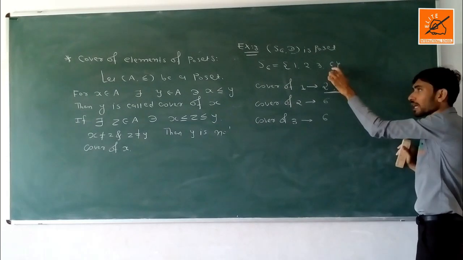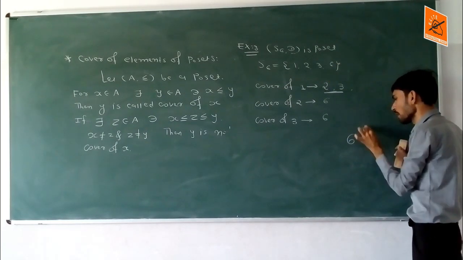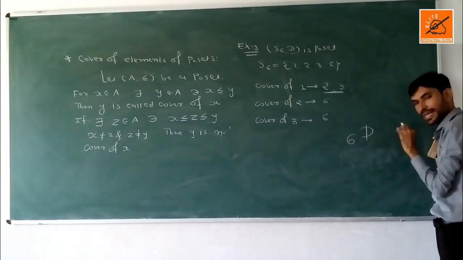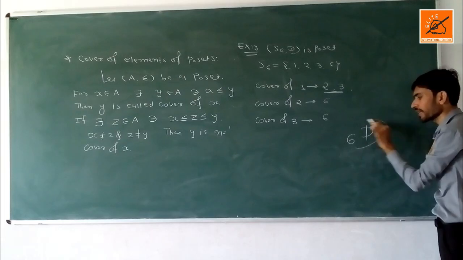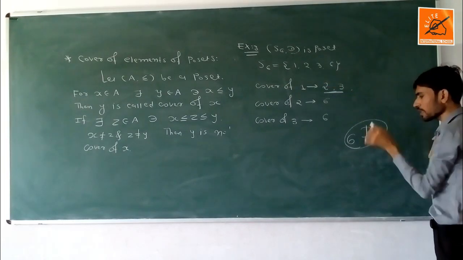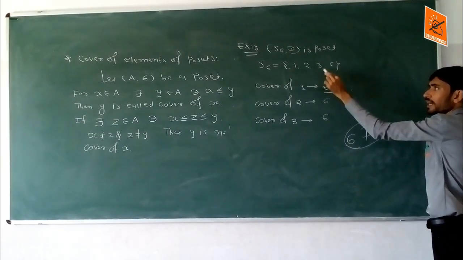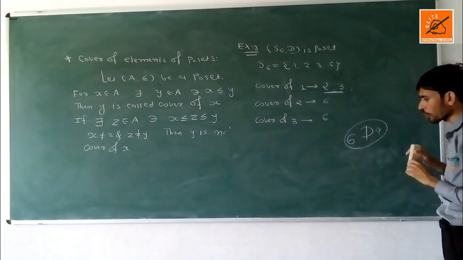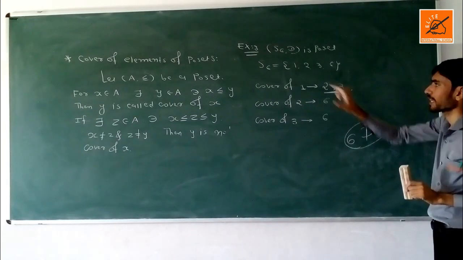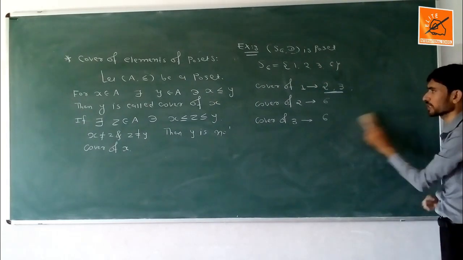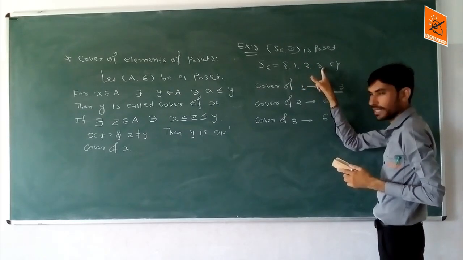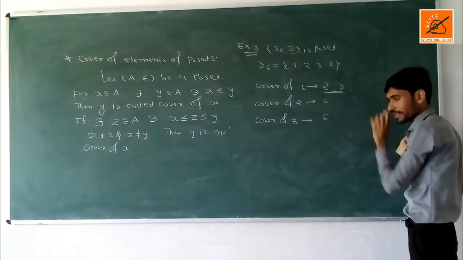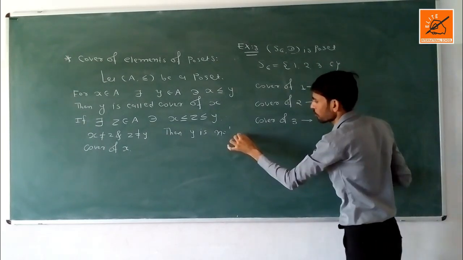Now here we do not find the cover of 6, because there does not exist an element in S6 that 6 divides. So 6 does not divide any of the remaining elements 1, 2 and 3. So we do not find the cover of 6, because 6 is not related with any element. So the cover of 1 is 2 and 3. The cover of 2 is 6 and the cover of 3 is 6. Now let me consider one more example.